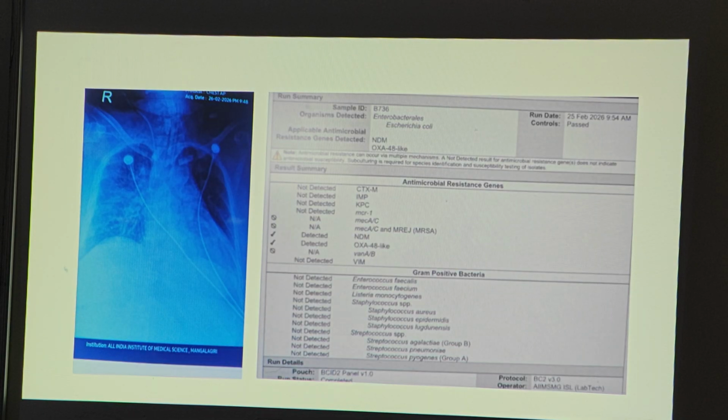This is a chest X-ray of this patient. The patient has peculiar volume overload features, pulmonary edema features. This is the BioFire FilmArray picture of that particular blood culture isolated from the central line sample. It's a resistant strain of Escherichia coli with NDM and OXA detected in the blood culture.